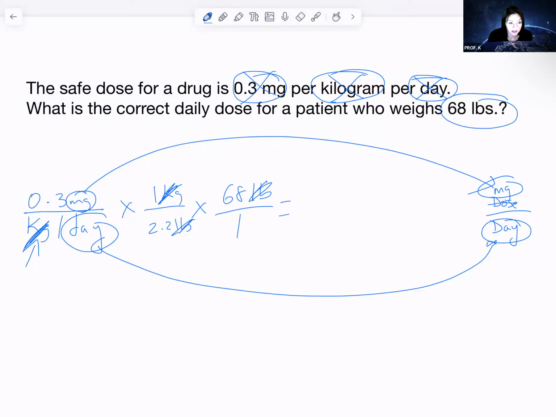0.3 times 68 is 20.4, and 2.2 times 1 is 2.2, and when I divide 2.2 into 20.4, it will give me 9.2727. I round to the tenths. I look to the number to the right. It's 5 and up, I round up. My answer will be 9.3 milligrams a day.